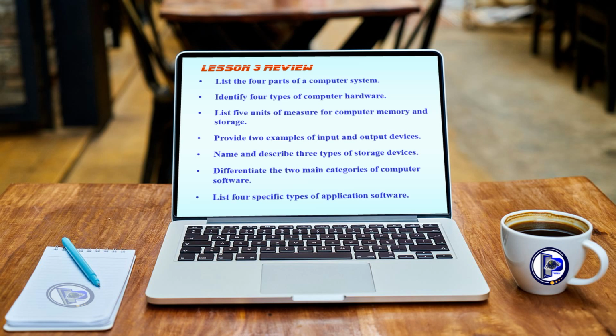Differentiate the 2 main categories of computer software. List 4 specific types of application software.